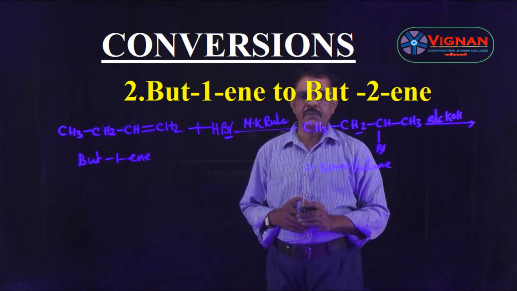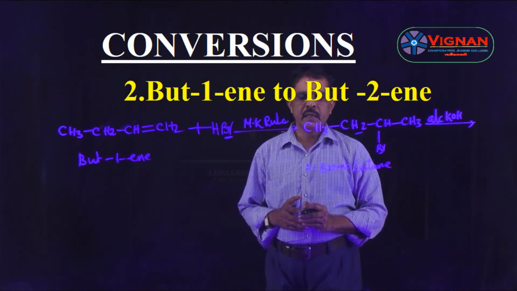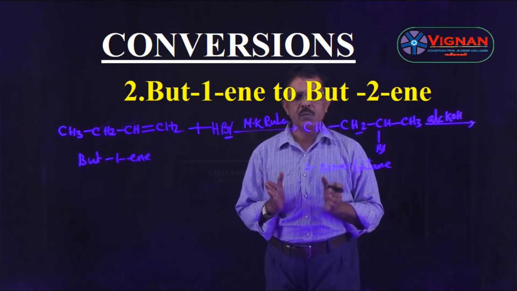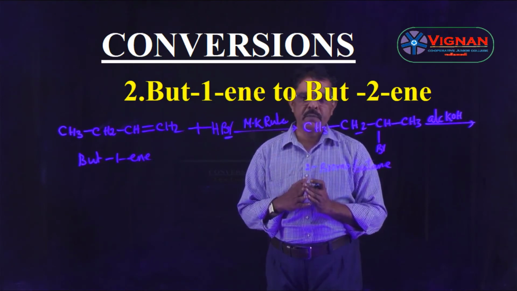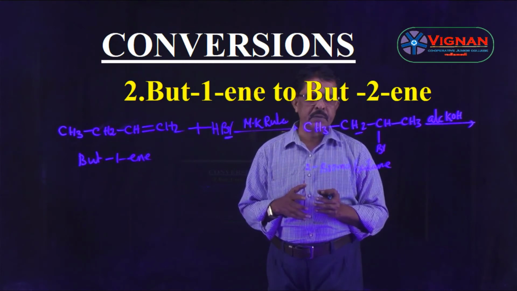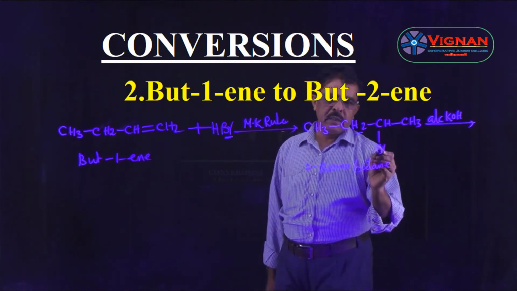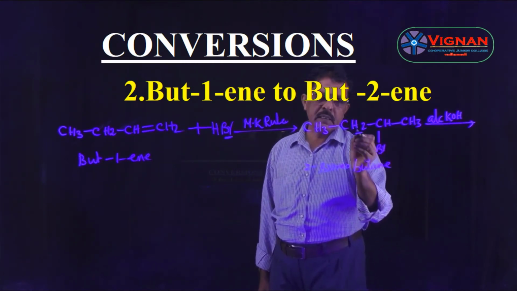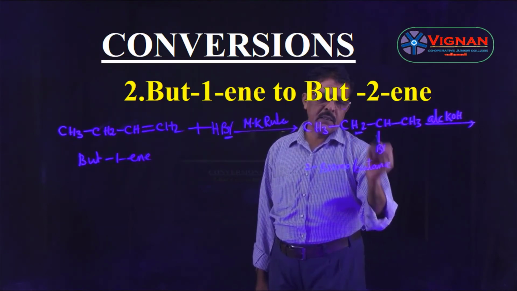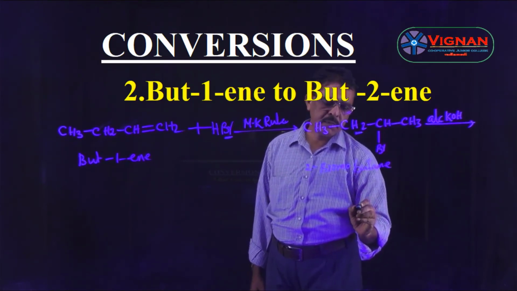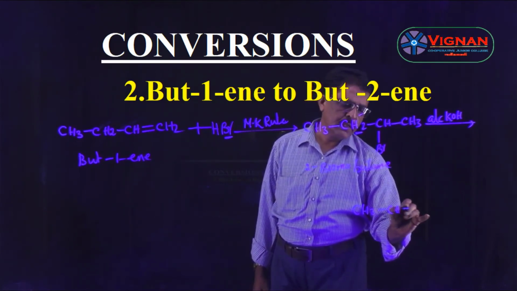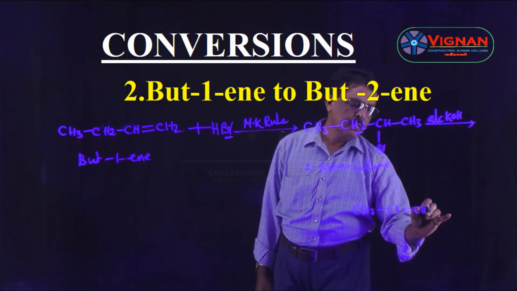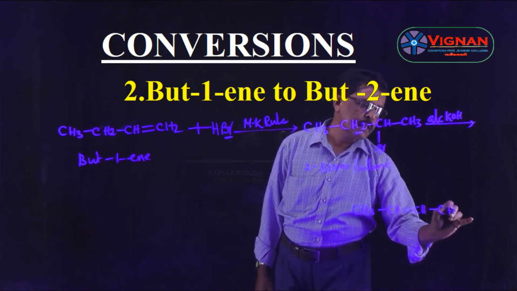According to Saytzeff's rule, the double bonded carbon atom containing more alkyl groups gives the more stable alkene, which consists of more number of alkyl groups. So the HBr goes from this hydrogen and this Br. Then we will get here the product CH3 CH double bond CH CH3.